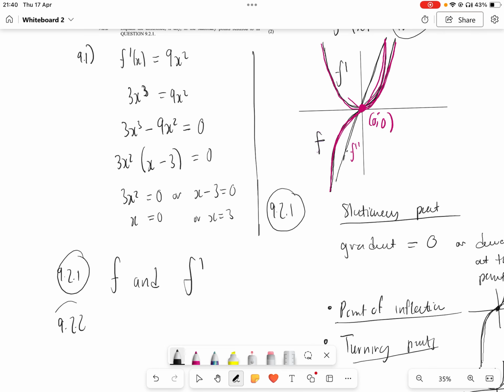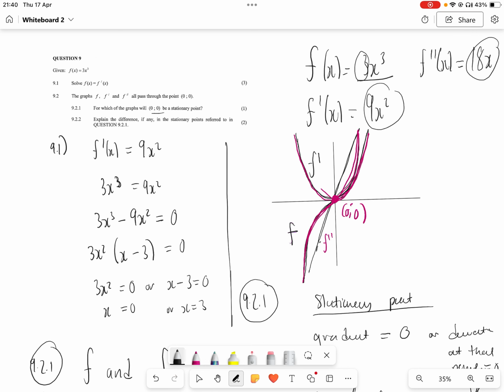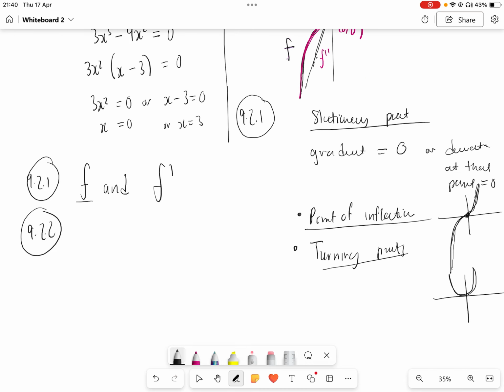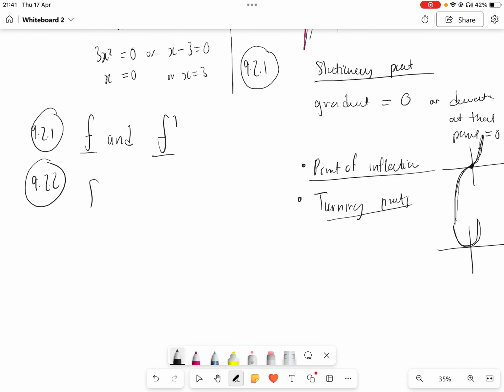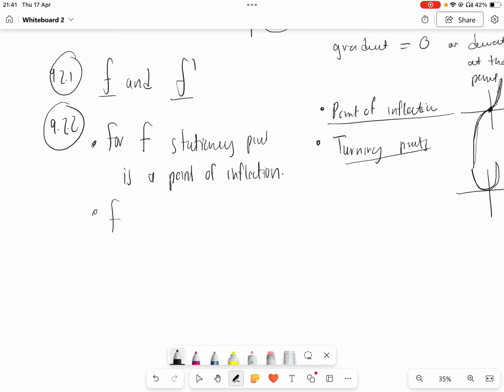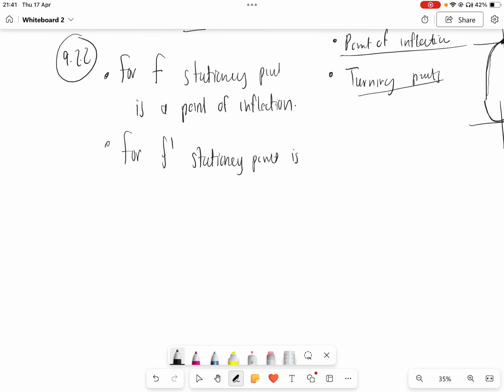9.2.2 says explain the difference, if any, in the stationary points referred to in 9.2.1. So yes, the difference in the stationary points is that for f, the stationary point is a point of inflection, right? And for f prime, the stationary point is what? It is a turning point.